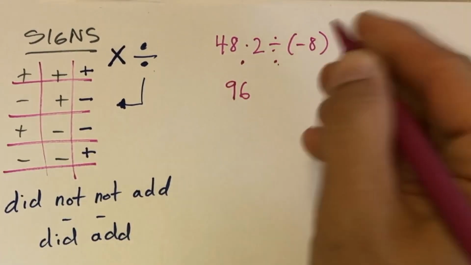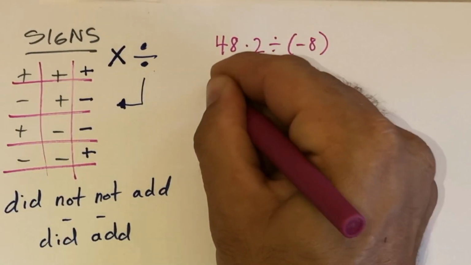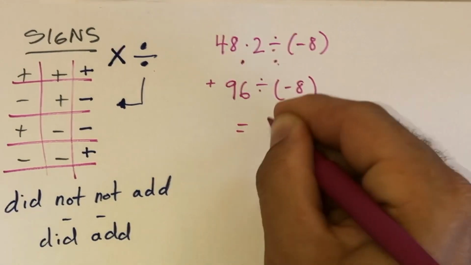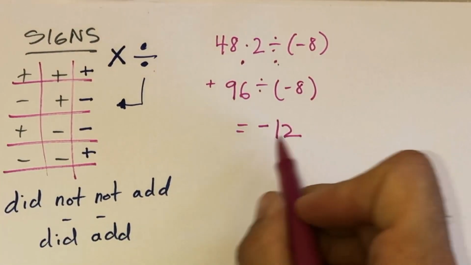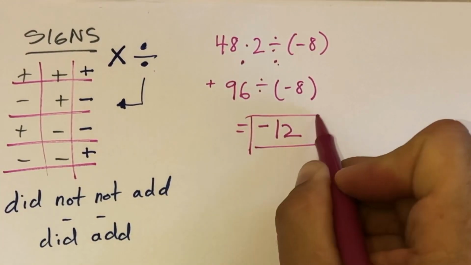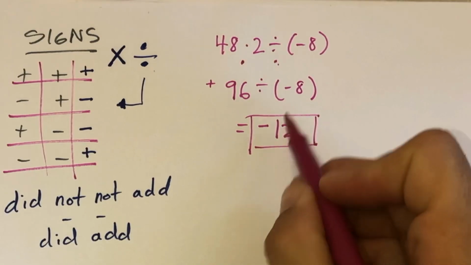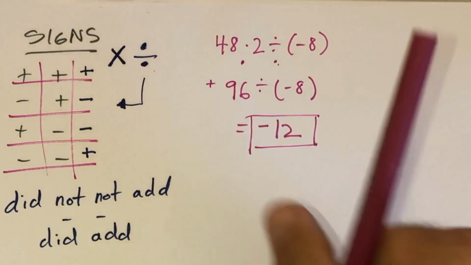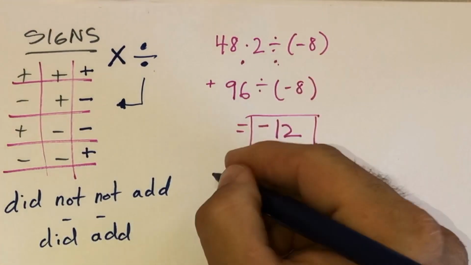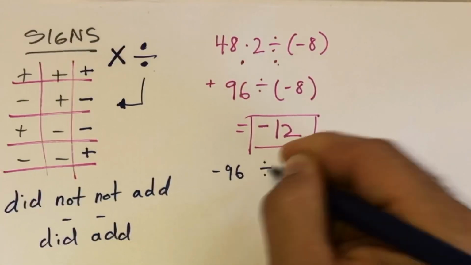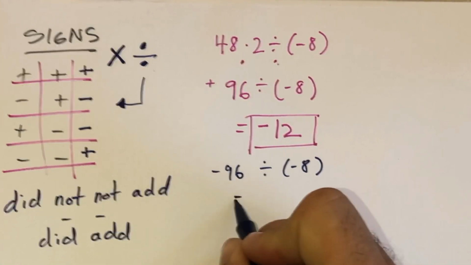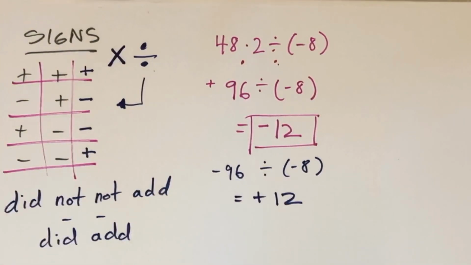48 times 2, 96. Then 96 divided by negative 8 will give you a result of a negative 12. So now we're looking at our order of operations where the signs are coming into play. Now, if I had the same question where I had negative 96 divided by a negative 8, this would actually have been a positive 12, and that's the difference as far as dealing with signs.